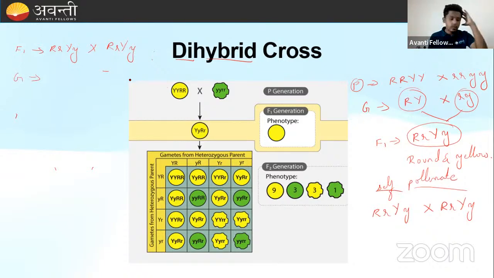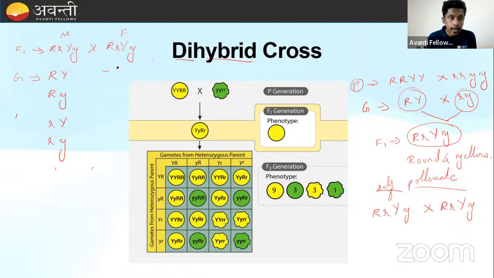Now, students, you just don't think too much. Just go with your instinct. What are the possible combinations I can make? Let us call this a male plant and this a female plant. What are the possibilities of male gamete? Now repeat after me. I can get capital R, capital Y type of gamete, and I can get capital R, small y type of gamete, again small r, capital Y type of gamete, again small r, small y type of gamete. Correct. So these are pollen.